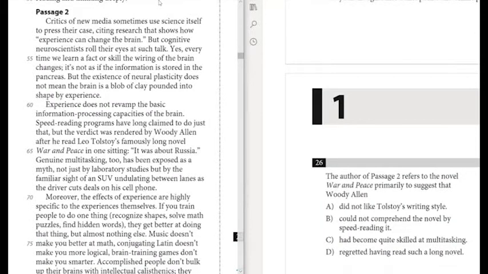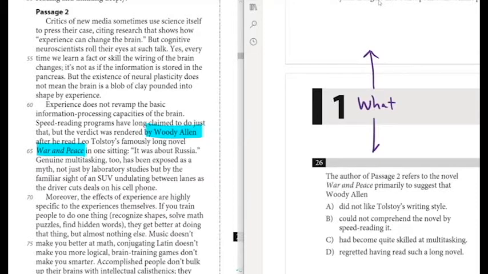Question 26 is giving us a line reference. It's referring to Woody Allen reading War and Peace in one sitting, so we know where to look. But the area where we're looking is something we refer to as the what, and the area before and after it is what we refer to as the why. So let's look a little bit before and after.